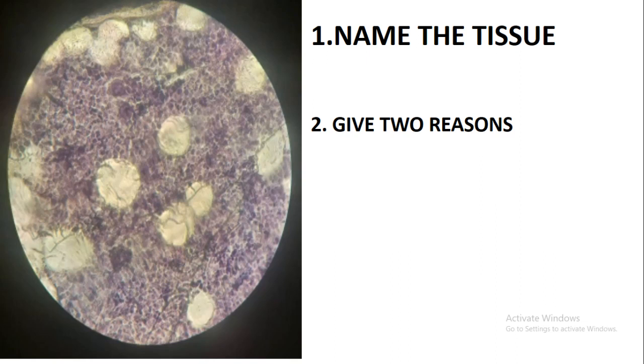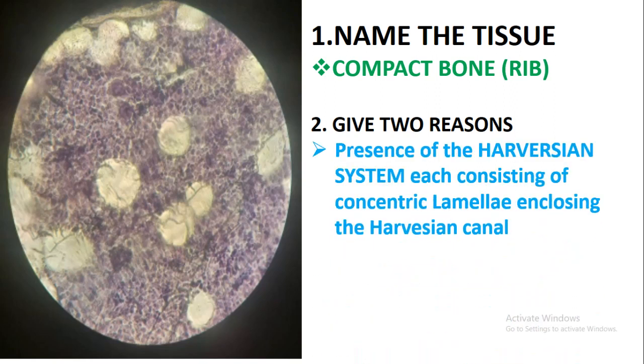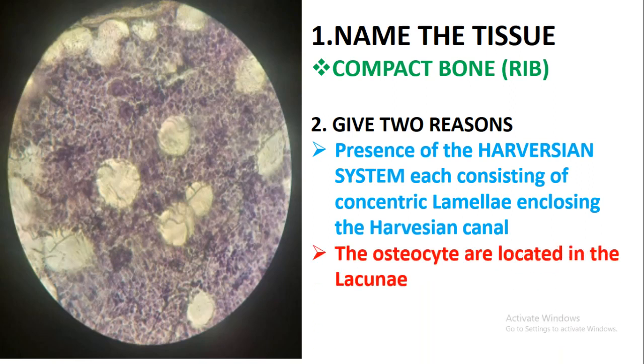Name this tissue. This tissue is just the compact bone, specifically the rib. Give two reasons. The first reason you can give is presence of the Haversian system, each consisting of concentric lamella enclosing the Haversian canal. Then the last one is the osteocytes are located in the lacuna.